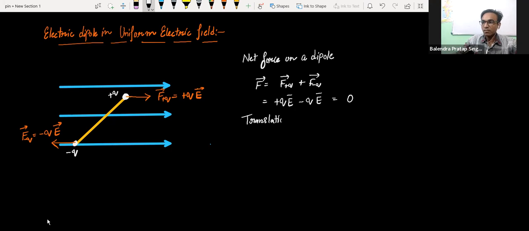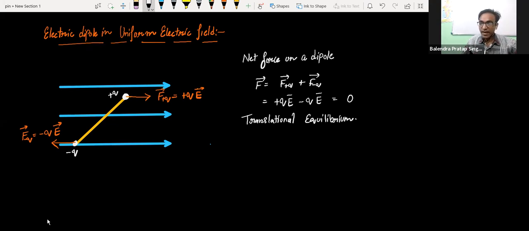Translational equilibrium. Two equal and opposite forces are acting, so that's why there is translational equilibrium. And these two forces, QE and minus QE, form a couple of force.